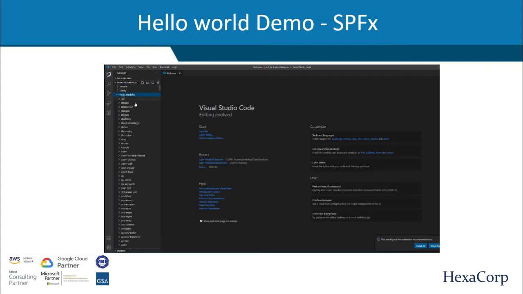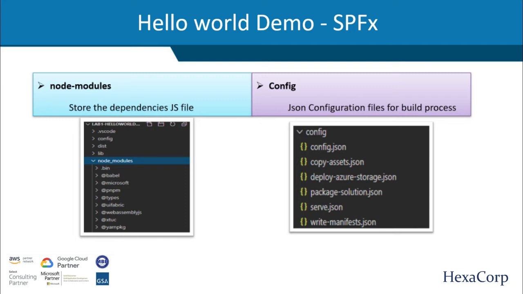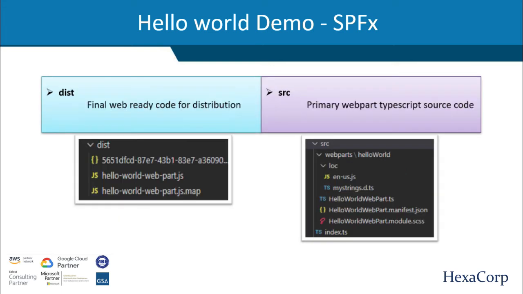The following are the major folders that will be used in creation of SPFx Webpart. Node modules. It stores JavaScript file dependencies, contains JavaScript modules installed by Node.js. Config. It contains JSON configuration files for build process. Dist. Contains final distribution files and it includes JavaScript bundle file.